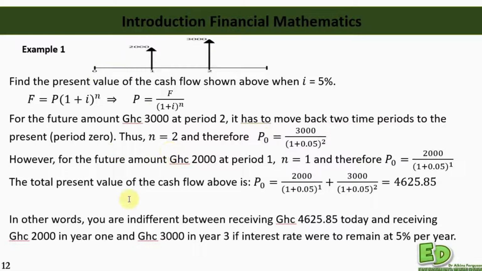However, for the future amount of 2000 at period 1, here n is 1. Looking at here, you have n is 1, or how many steps to get to period 0? It's just one step, right? Unlike this one, you move twice, right? So we have 2000 over 1 plus the interest raised to the power n, and that will also give you the present value of the 2000, right?